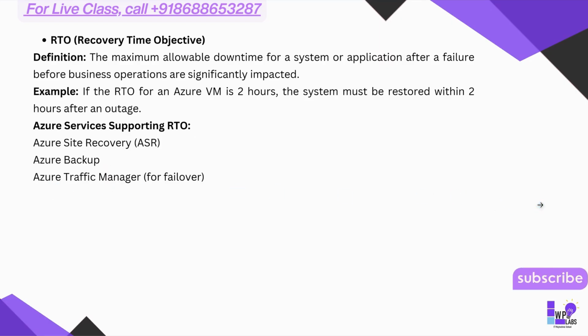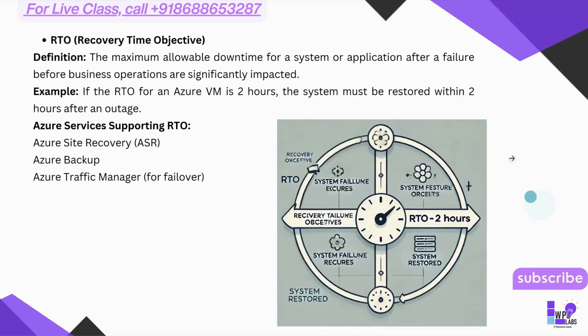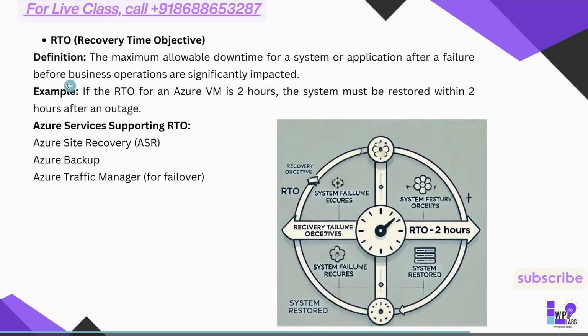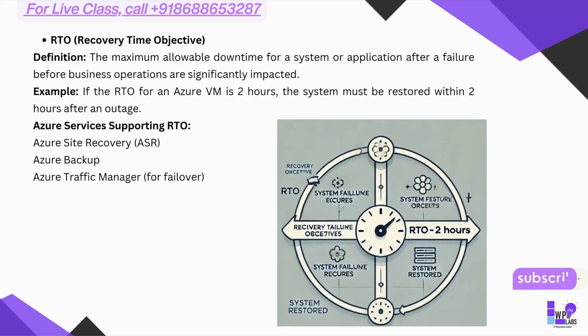Now I'll show you a diagram so that we can understand this RTO much better. Now here I have a diagram for RTO. So what does it say? On the left hand side, we have the system failure occurs. This marks the point where the system will experience a failure such as a server crash, network outage, or data center issue.